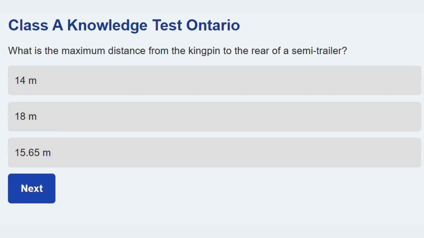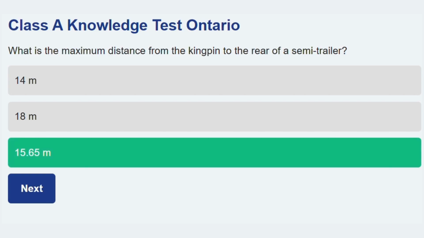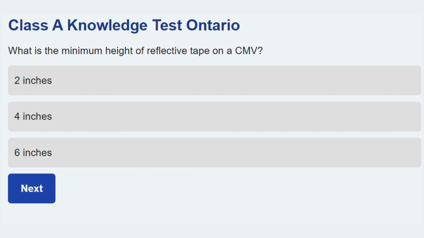Continuing, what is the maximum distance from the kingpin to the rear of a semi-trailer? 15.65 meters. Limits trailer length for safe maneuvering. Here's one more. What is the minimum height of reflective tape on a CMV? 2 inches. Provides side visibility in low light.